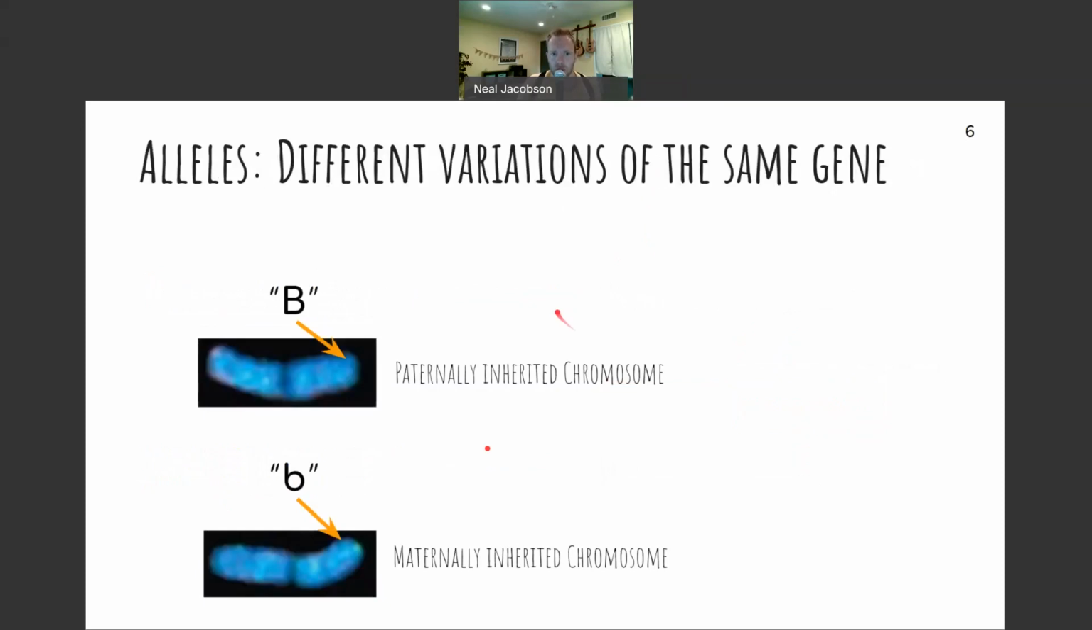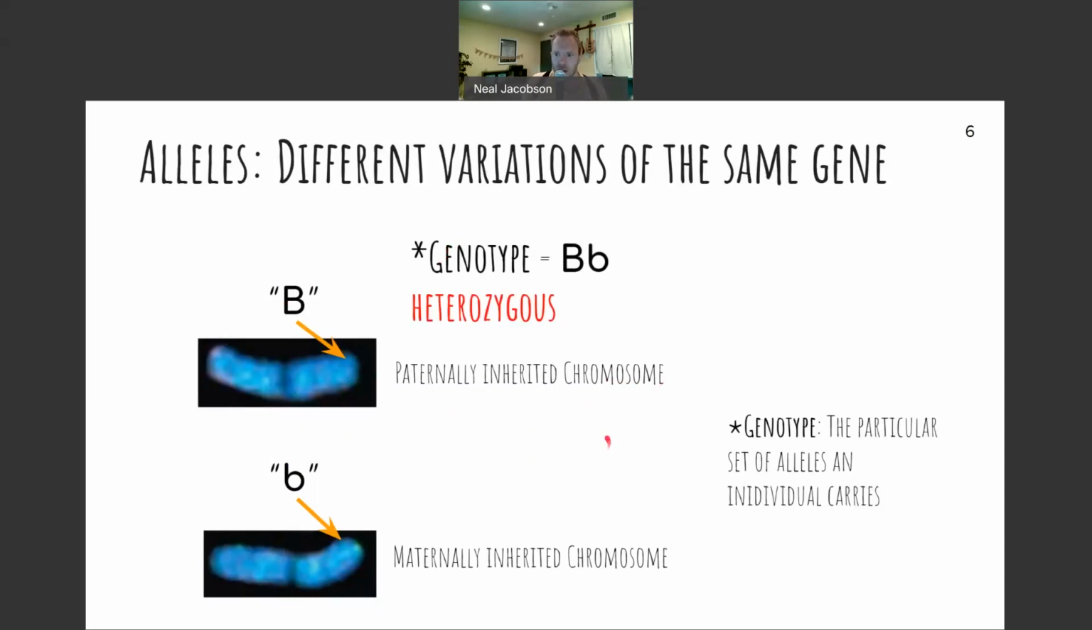All right, so we've got our big B allele paternally inherited from our father's chromosome, and our little b allele from our maternally inherited chromosome. The genotype of this individual is heterozygous. By genotype, we mean the particular set of alleles that an individual carries. So if the individual had two copies of the big B, their genotype would be big B, big B.